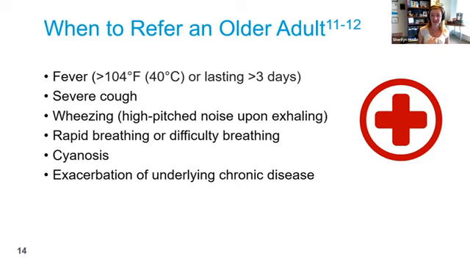But if that is occurring, that is showing that we're having problems getting the air in and out of the lungs. Similarly, rapid breathing or difficulty breathing, any evidence of cyanosis to show that oxygen saturation is not where it should be, and if the patient has an underlying chronic disease, so if they have underlying asthma or COPD that's being exacerbated, they would require a referral to have that exacerbation specifically managed.